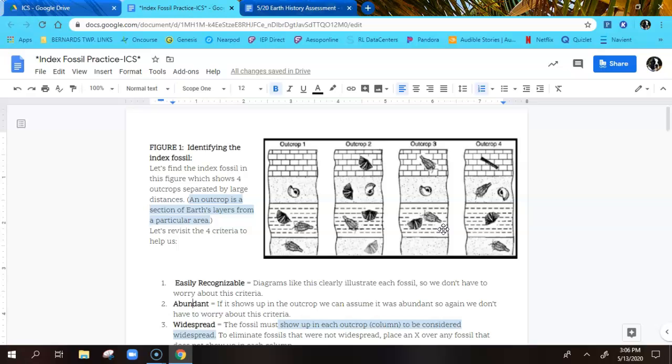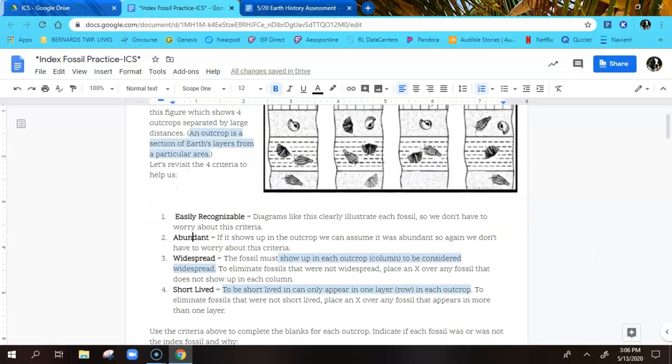So to eliminate fossils that were not widespread, you're going to place an X over any fossil that does not show up in each column or outcrop. So you can see here, if you look at outcrop 4, there is one fossil in this whole outcrop that does not show up in any of the others. So that would be a fossil that you would put an X over.